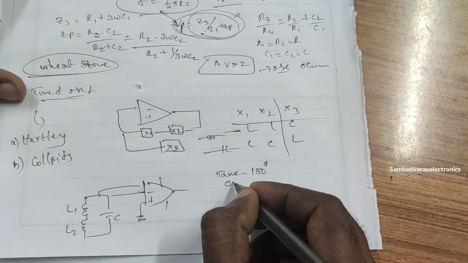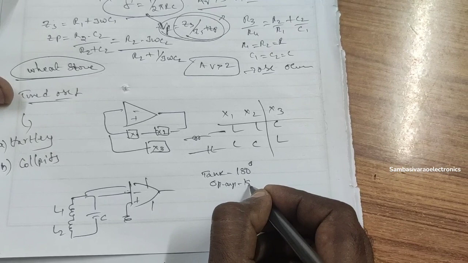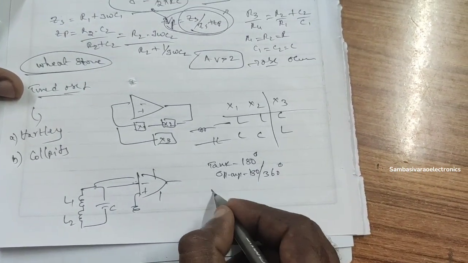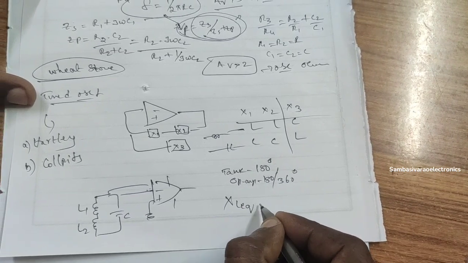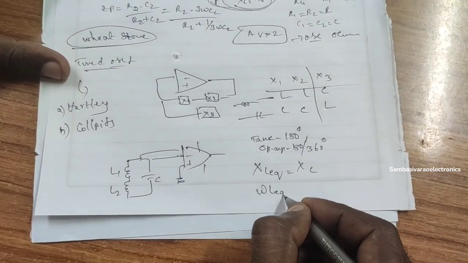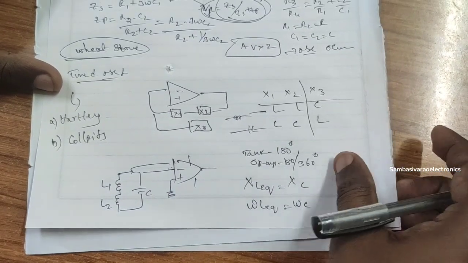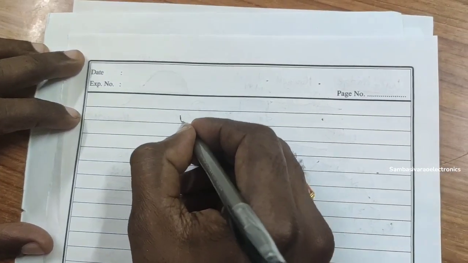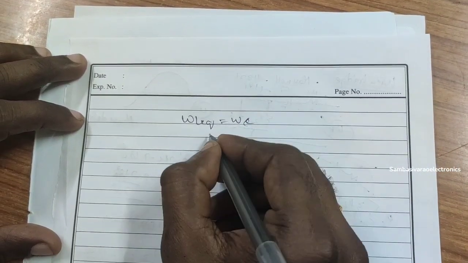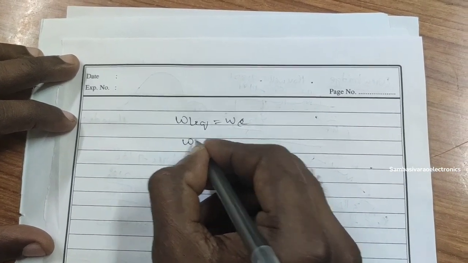Again, the tank circuit is used to provide a phase shift of 180, and the op amp is used to provide a shift of 180. Therefore, total phase shift is 360. Okay. You are having inner tappings, nothing but the electrical equivalent can be written as L equivalent, nothing but omega L equivalent is equal to omega C.